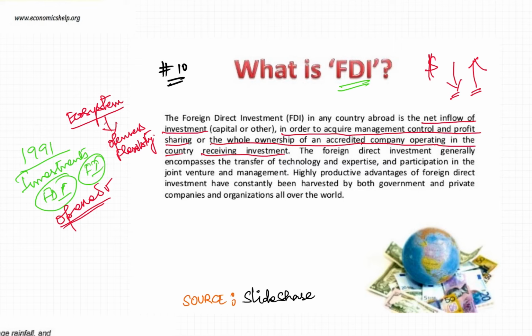And apart from that, the investments that are coming in are going to generate employment. Employment is going to increase per capita income. Per capita income is going to increase consumption. Consumption increases production, distribution, and this again increases GDP. And that's how the economy keeps on growing.